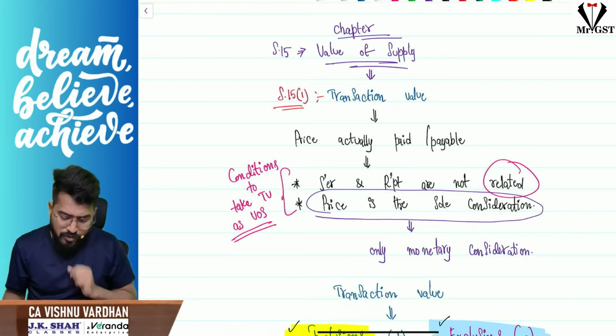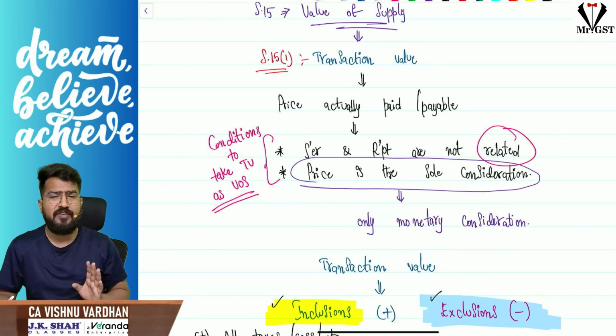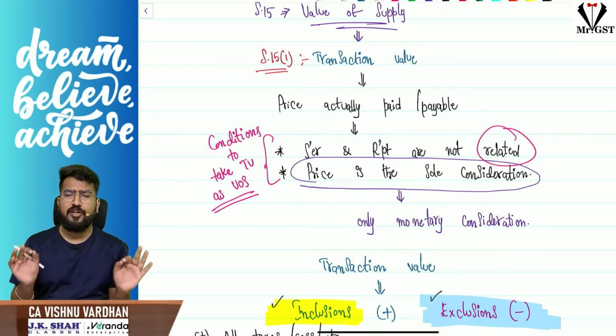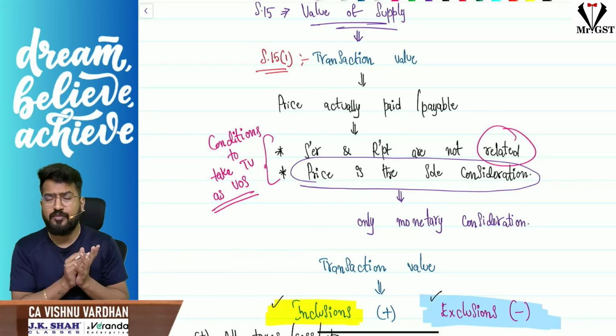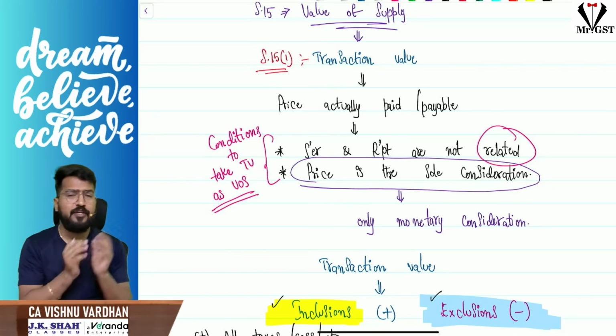Now coming to the value of supply, GST is a rate and that rate should be imposed on a value. So what should be taken as value of supply? Simple, the law says transaction value should be taken as value of supply. What does transaction value mean? Transaction value means whatever price is paid by the recipient to the supplier.